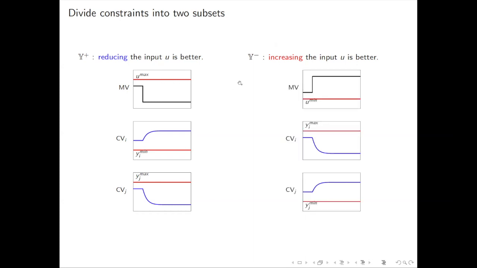Similarly, y minus is a set of constraints where increasing the input is better in terms of satisfying the constraints. This means for CVs where the gain from u to yi is negative, the set y minus includes the corresponding max constraints. And for CVs where the gain gi from u to yi is positive, the set y minus includes the corresponding minimum constraints. The set y minus also includes a possible minimum constraint on the MV.